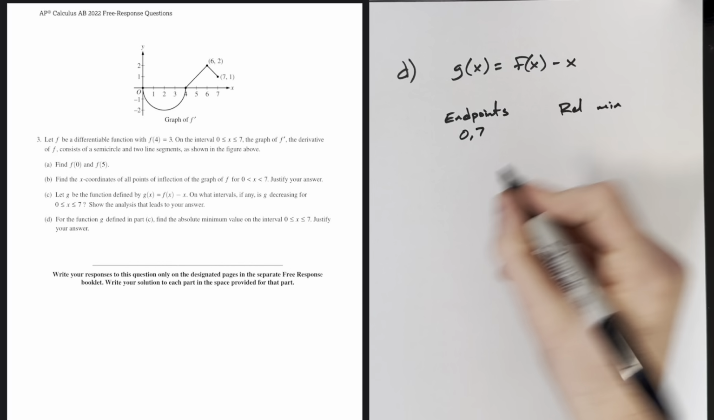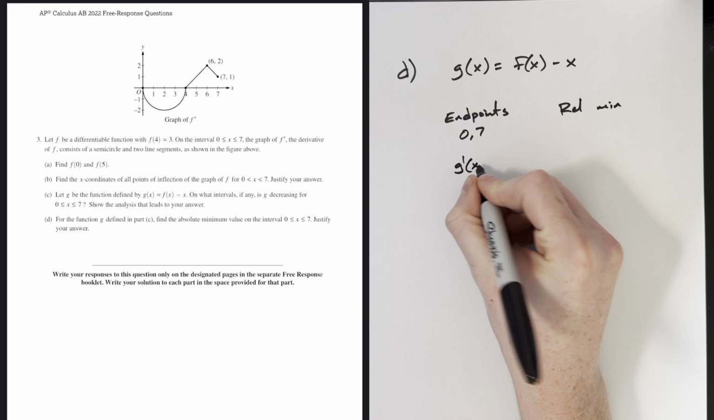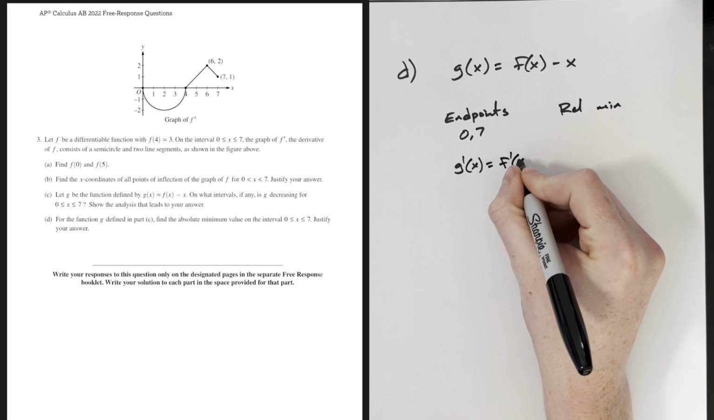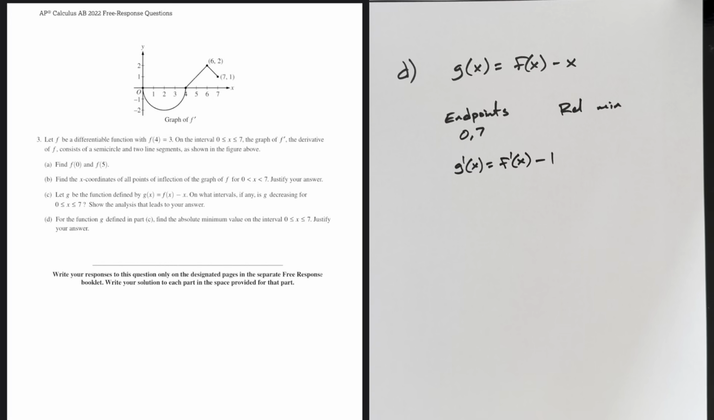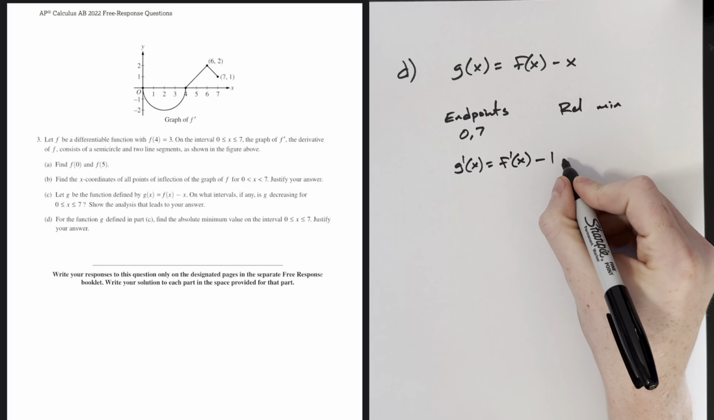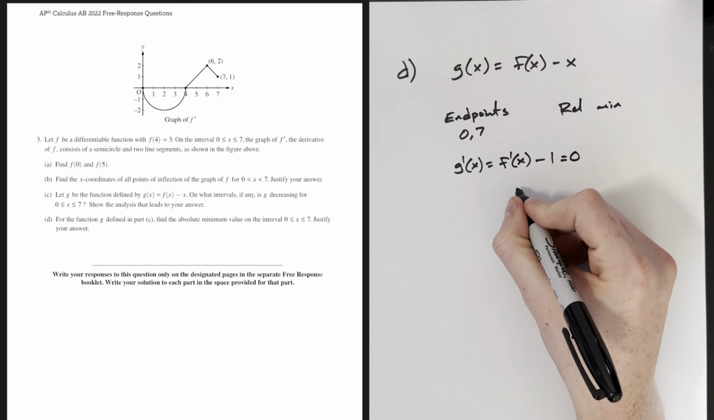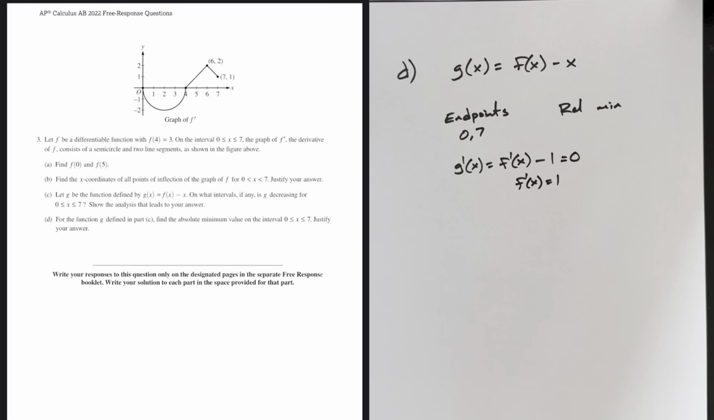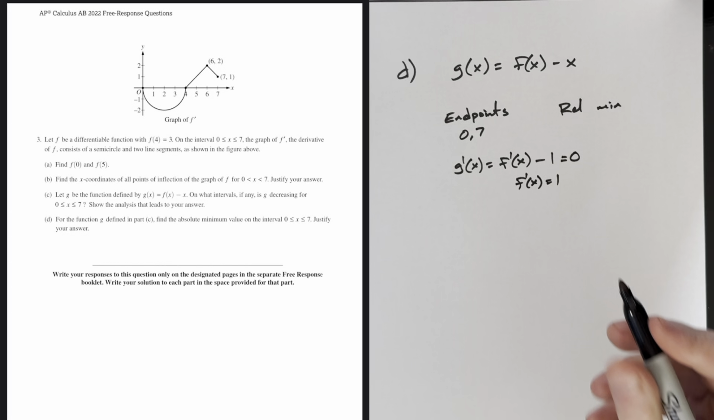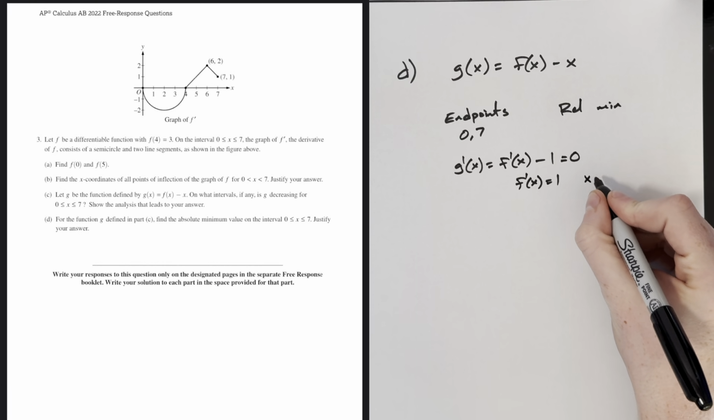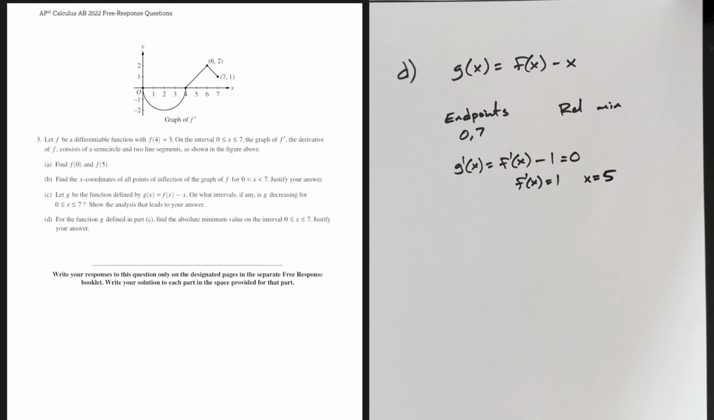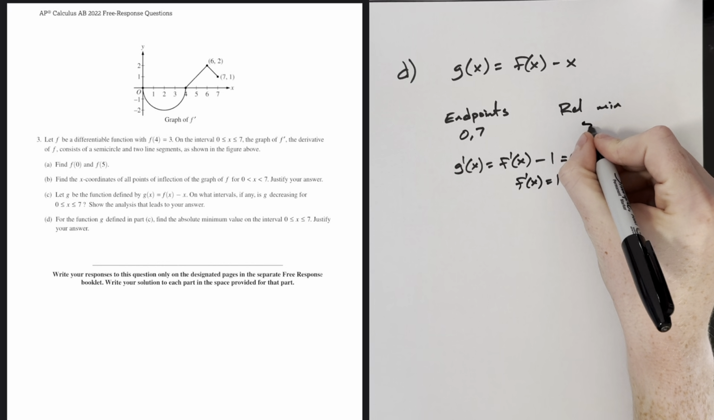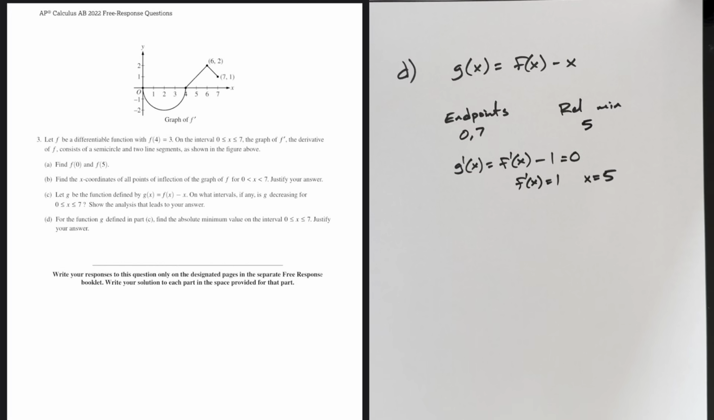Now if this is g of x, we already saw that g prime of x equals f prime of x minus 1. So to find the relative minimum, I could figure out the critical value where this equals 0, where f prime of x is equal to 1. Well, that happens at x is equal to 5. And at x is equal to 5, that's where my derivative is 1 based on the graph. F prime of x minus 1 will go from negative to positive. So my relative minimum is 5.